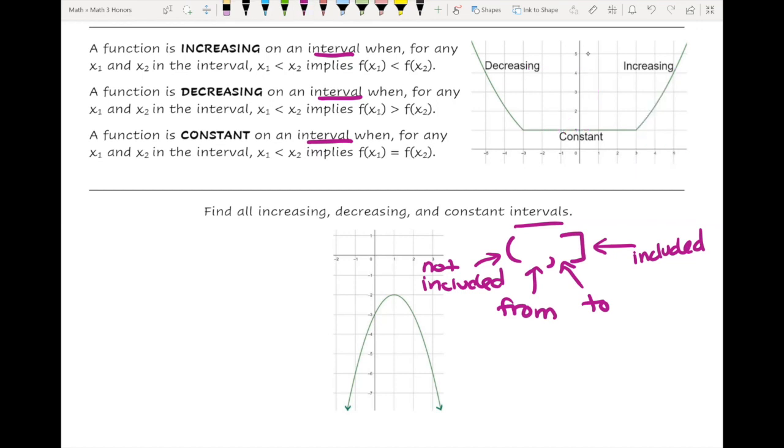Decreasing, still going to have an interval. Your x's still go left to right. So here's like my x1 and my x2, like -5 to -4.